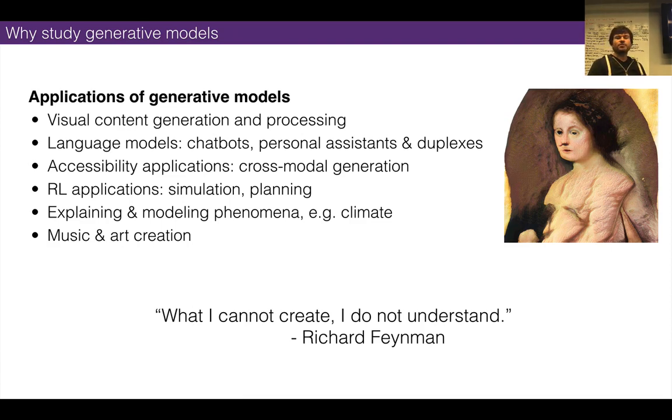You can think of a lot of interesting accessibility applications, because one class of generative models, which we'll talk about more in two or three weeks, are generative models that go from one type of domain into another domain. For example, a generative model that takes an image and generates text that describes that image. That could be useful for a lot of accessibility things. You can create applications which, for a blind person, might tell them what's in front of them.